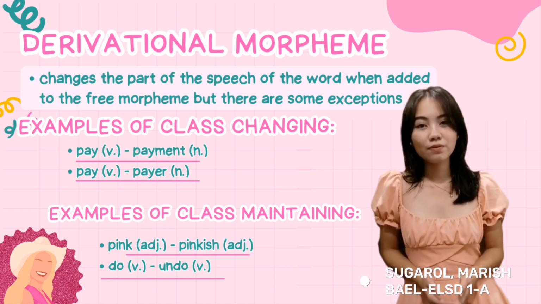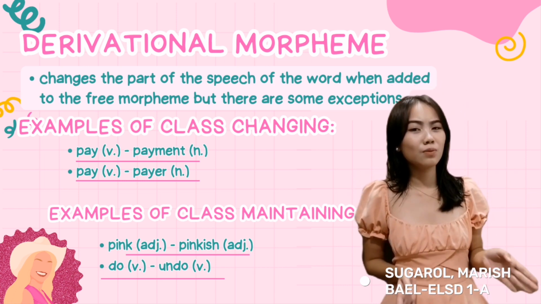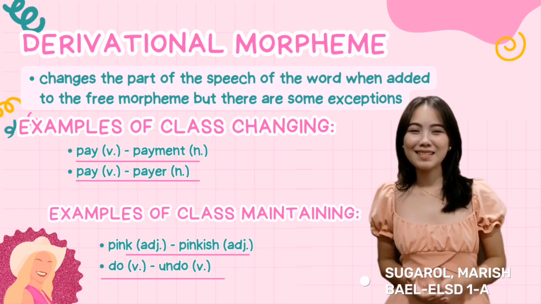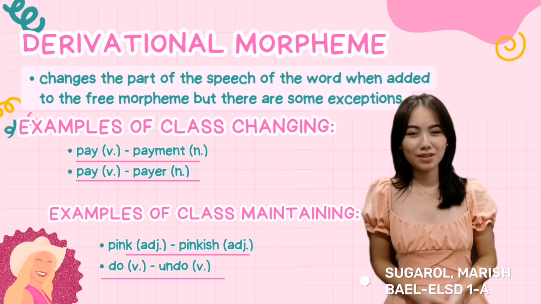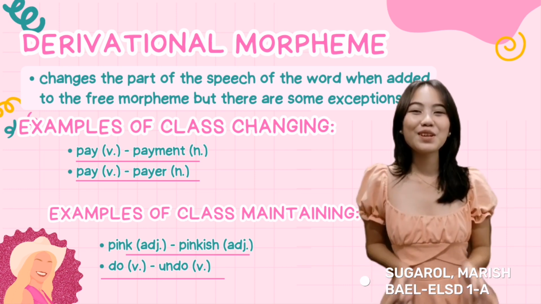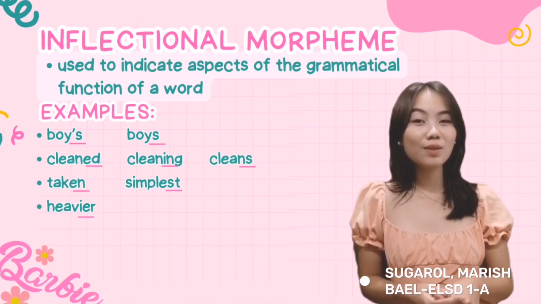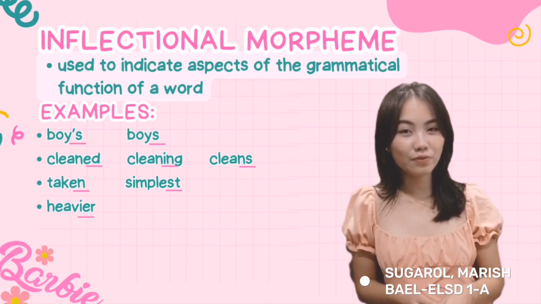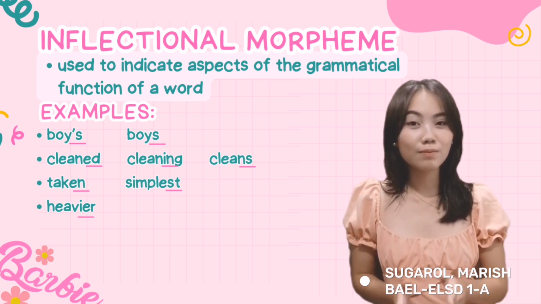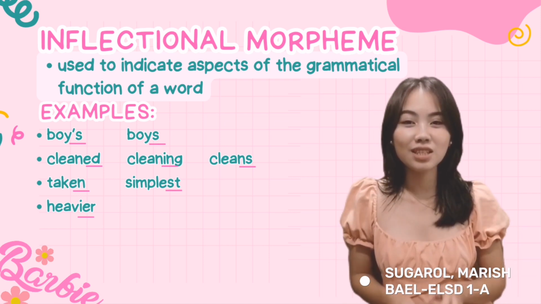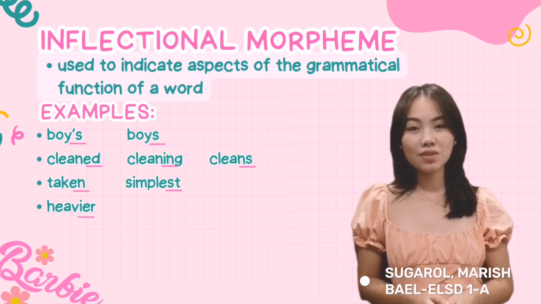Before we explore inflectional morphemes, what should you keep in mind about derivational morphemes? Oh, yes. Derivational morphemes can alter the category of the word. Very good, children. So, inflectional morphemes. Inflectional morphemes are a type of bound morpheme that can change the grammatical form of the word, but do not change its basic meaning. So basically, this kind of morpheme indicates the uses.